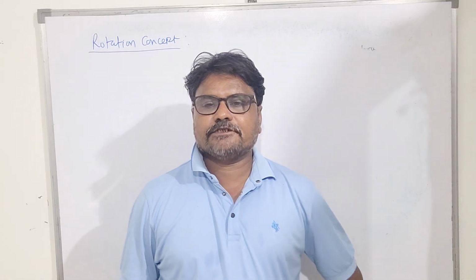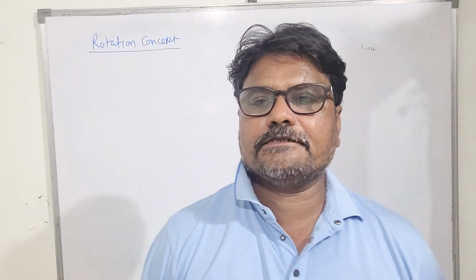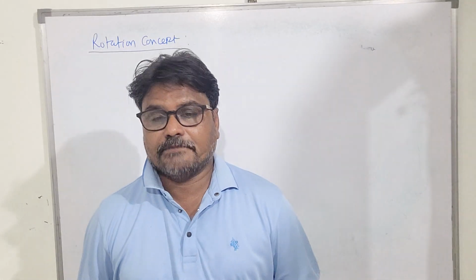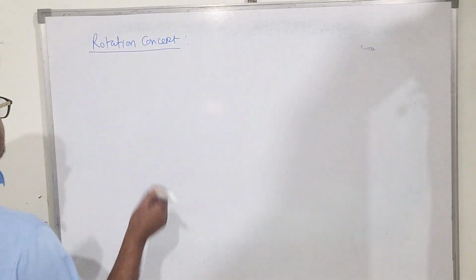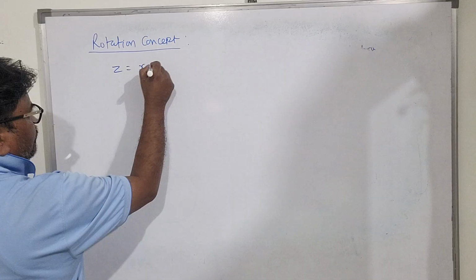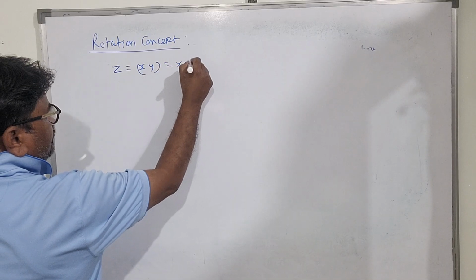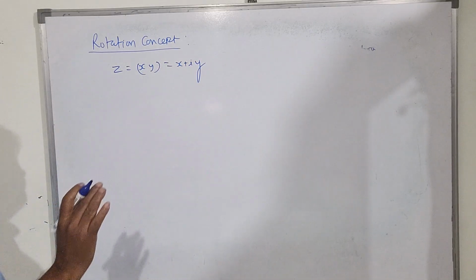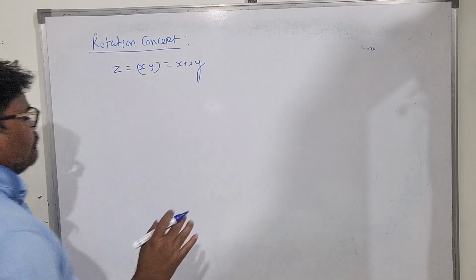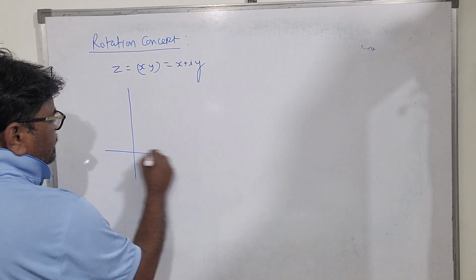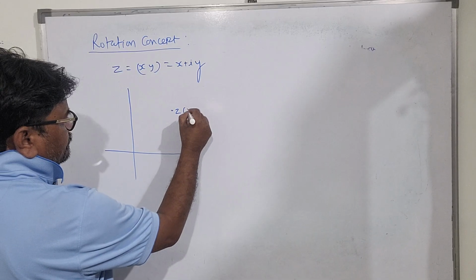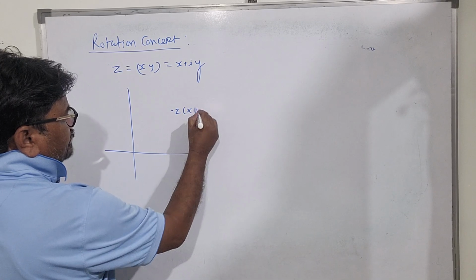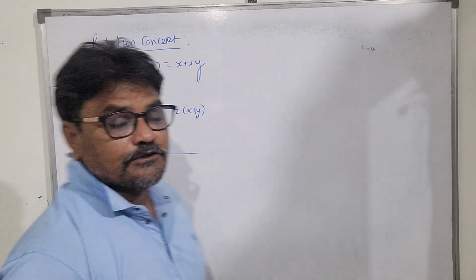Hello everyone. In this video we will see a very important concept, that is the concept of rotation of complex number. See, z equal to x comma y, that is x plus iota y, is any complex number in Argand plane. So what do you mean by the rotation of this complex number z? Okay, x comma y. So I want to rotate this complex number z. The question is how I can rotate it, about what point I can rotate it.